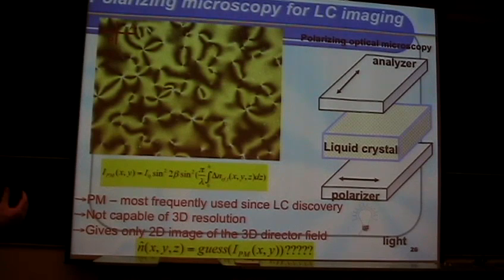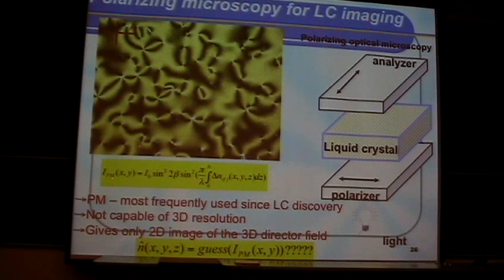So our goal now is to be able to visualize the patterns of molecular orientation in 3D in this liquid crystal sample. And so the intensity of transmitted light that would pass through this system of liquid crystal between the cross polarizers can be described using this equation in here.